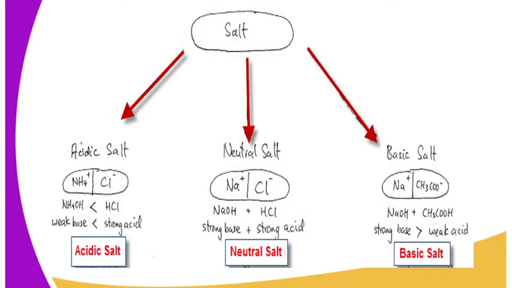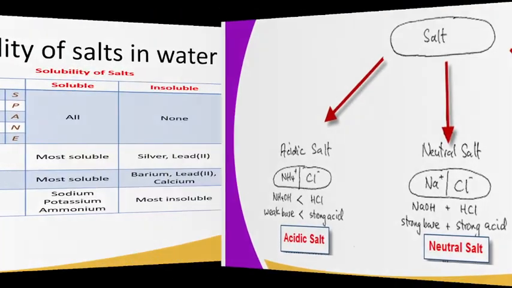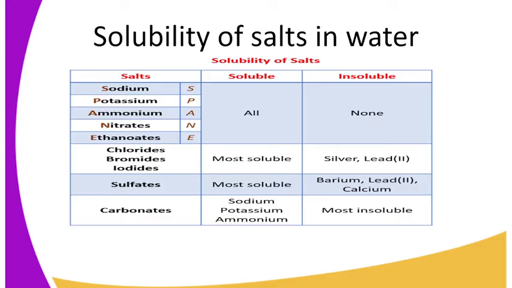We have double salts. Double salts are salts in which there are two different anions or cations. An example is hydrated potassium aluminium sulfate. Next, we're going to see the solubility of salts in water, how salts behave when you dissolve them in water.